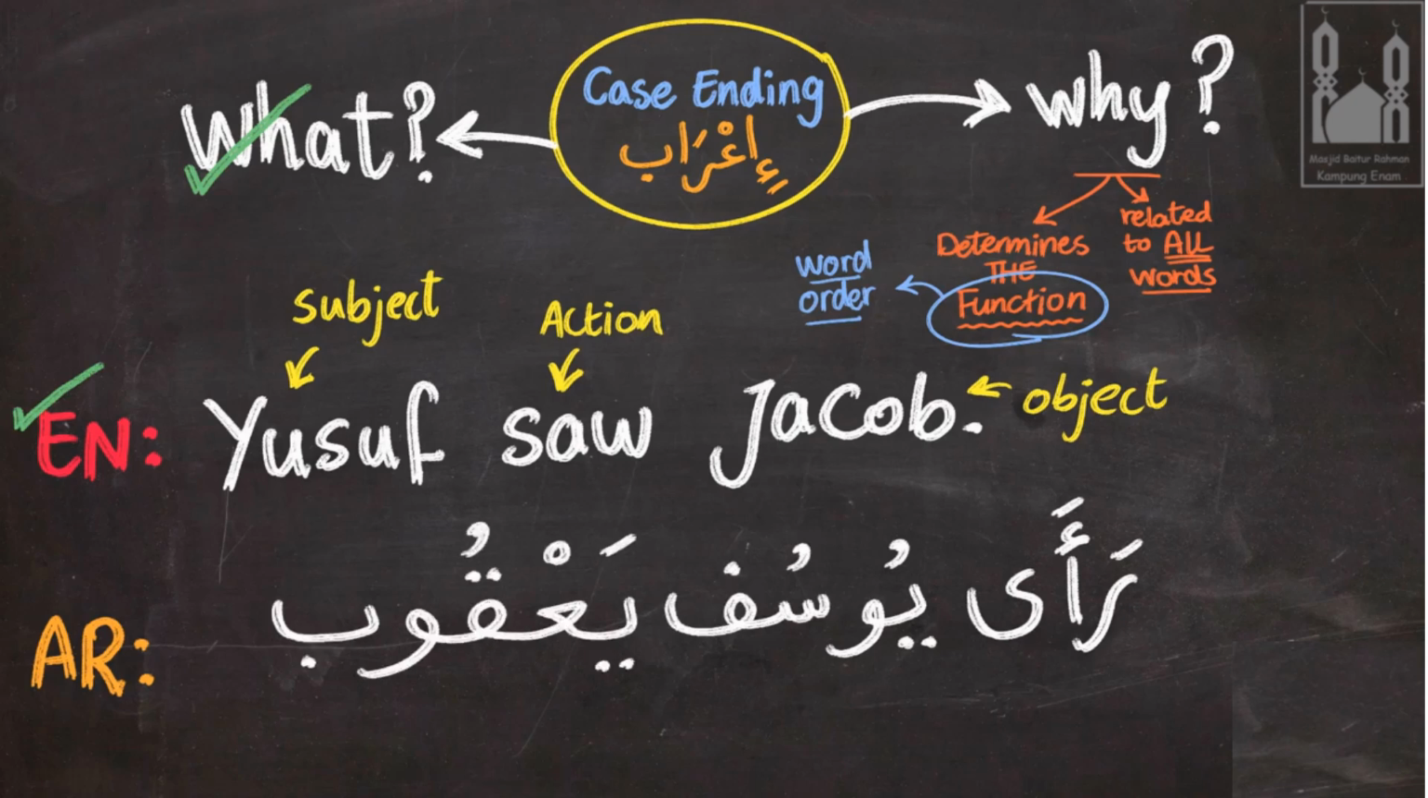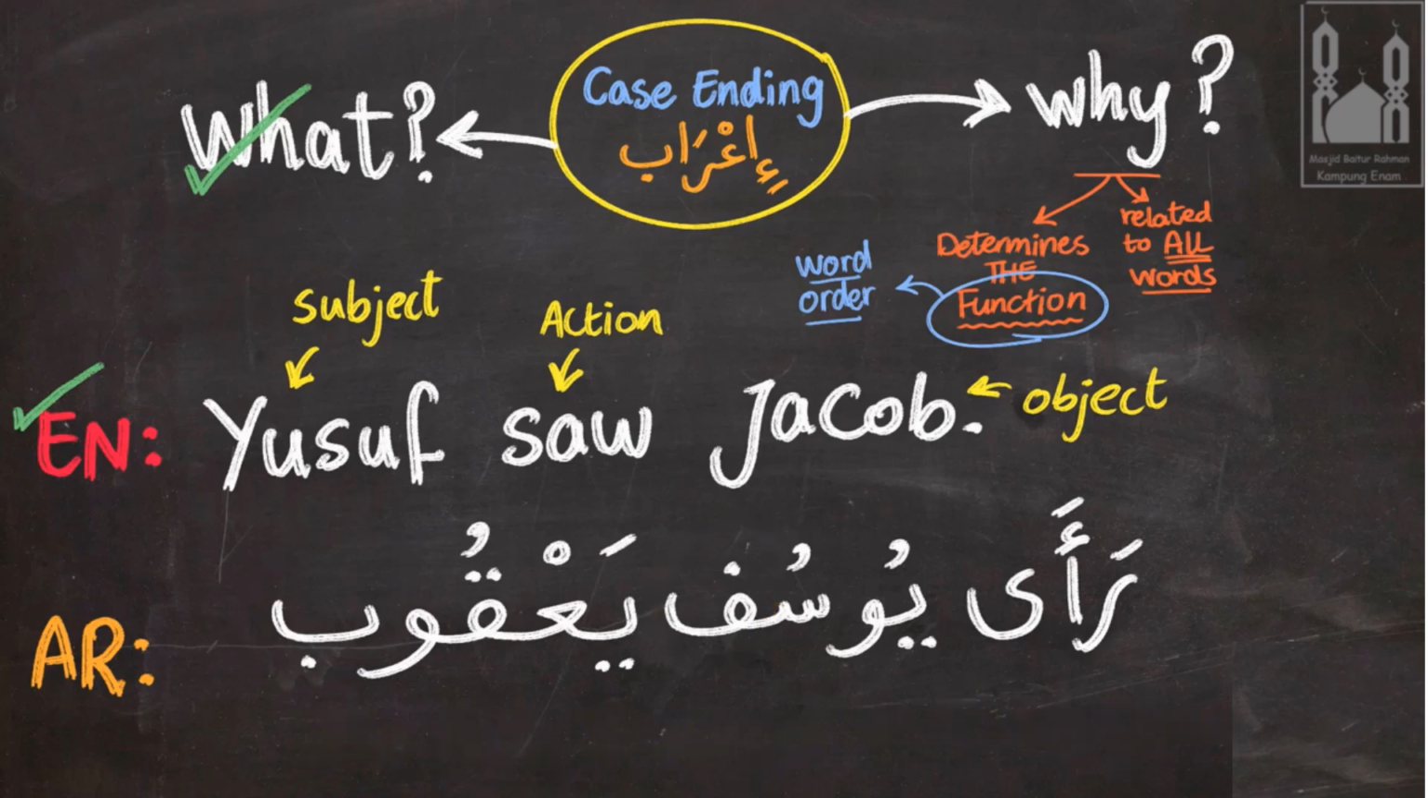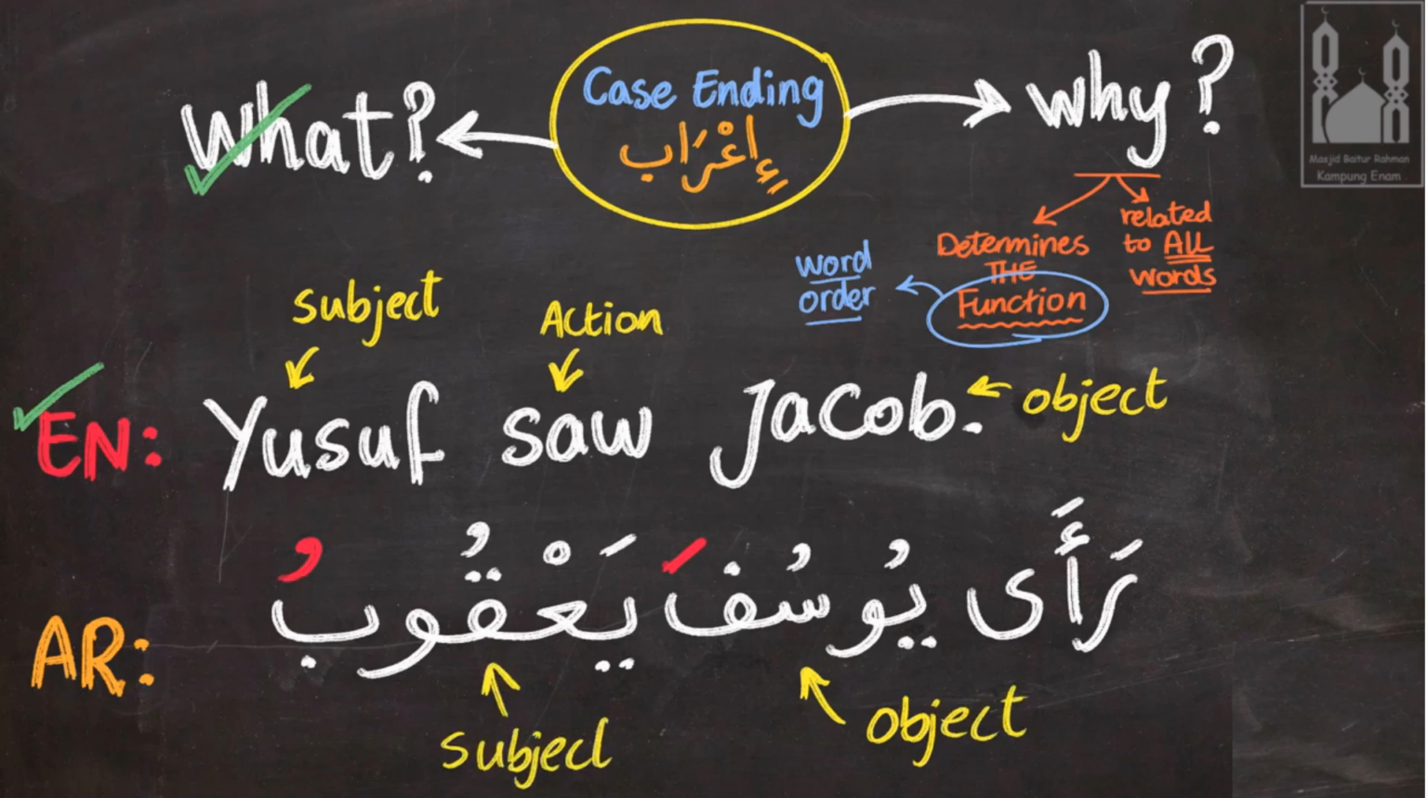So it would be, رَأَى يُوسُف يَعْقُوبَ. Here's a sentence without case endings. Now, why would that be ambiguous or misleading? Because if you say, رَأَى يُوسُفُ يَعْقُوبَ, it would mean indeed the same as the English sentence, that Yusuf is the subject and he did the action of the verb. But if you say, رَأَى يُوسُفَ يَعْقُوبُ, it would mean that Jacob is the one who saw Yusuf.